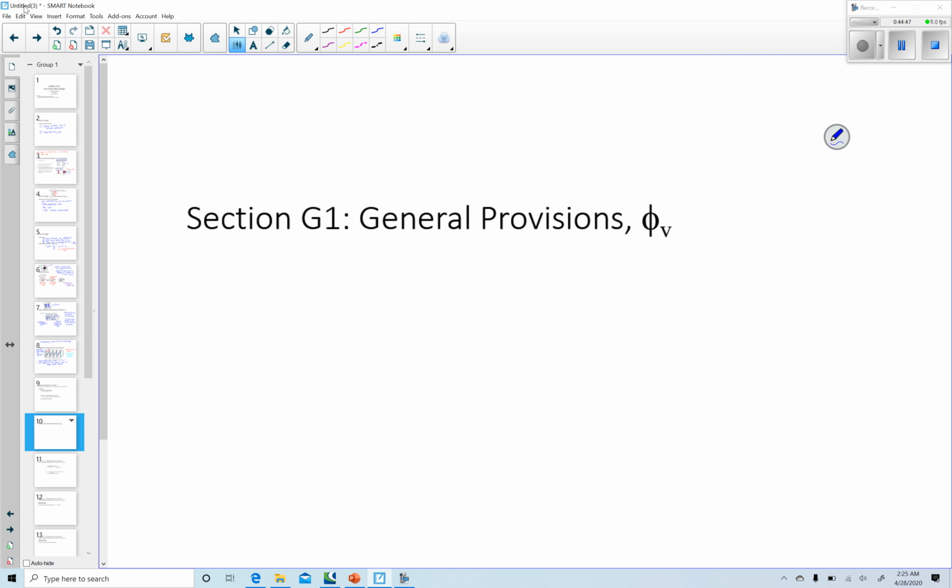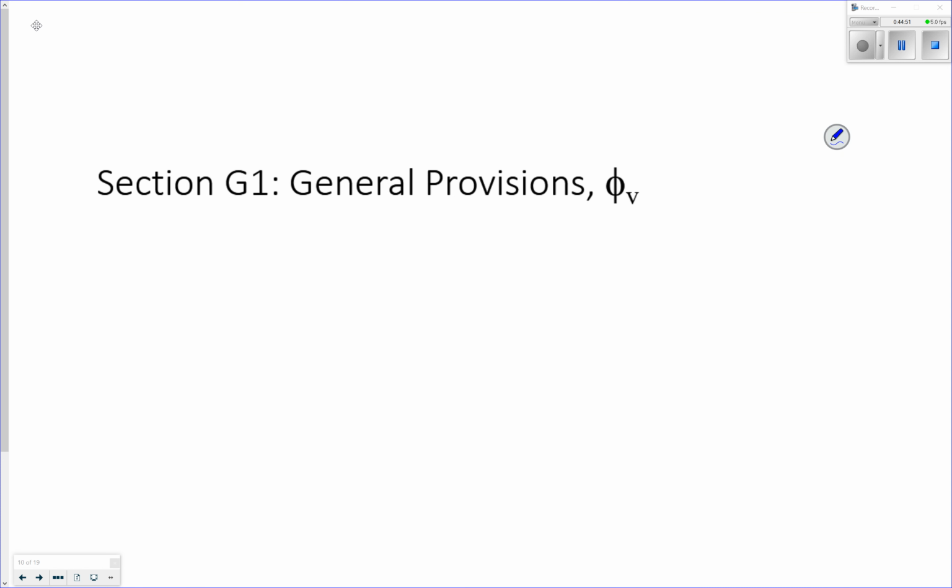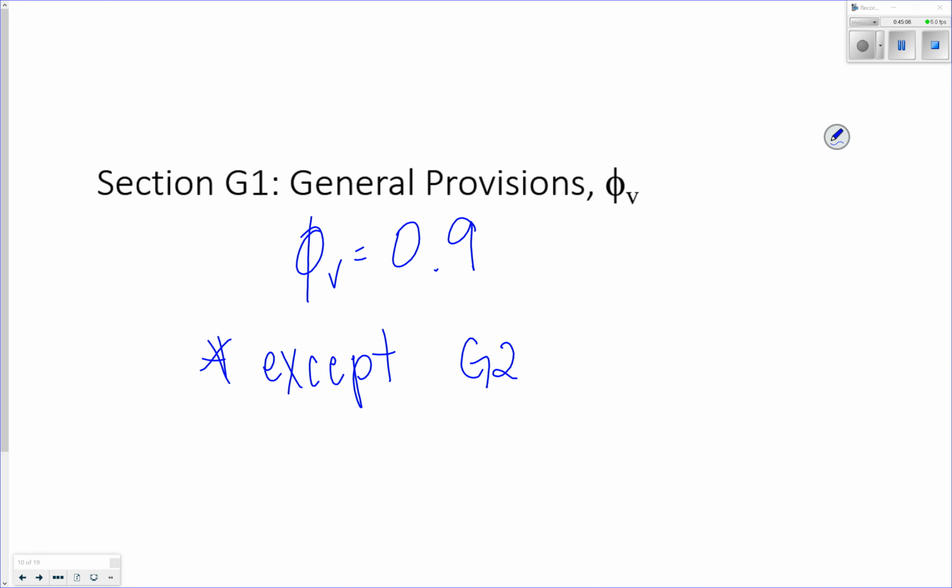Right, so my phi factor is equal to 0.9 except G2.1a, where my phi factor is 1.